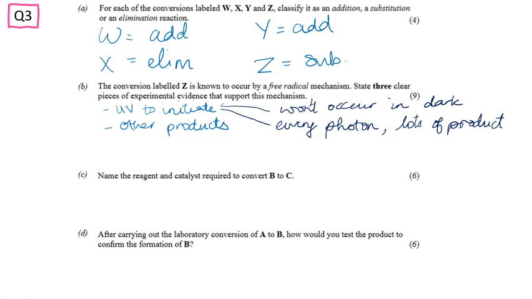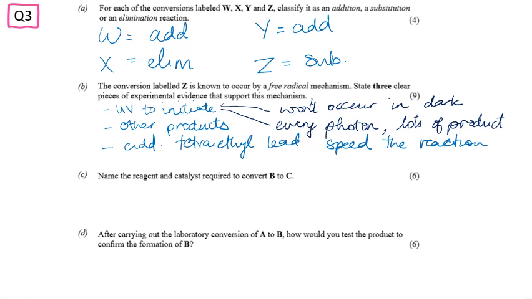Finally, the other thing that we could mention there is that the addition, so adding tetraethyl lead, speeds up or alters the rate of the reaction. And the reason for that is because tetraethyl lead is a known source of free radicals.